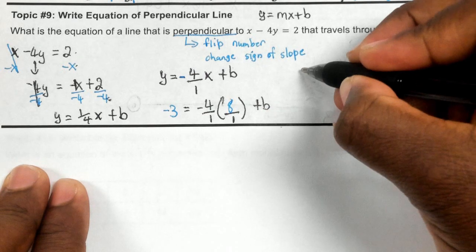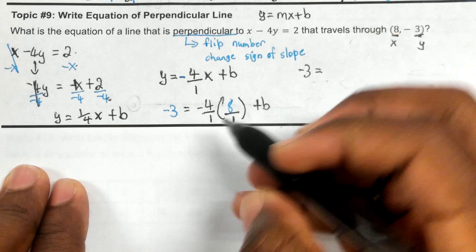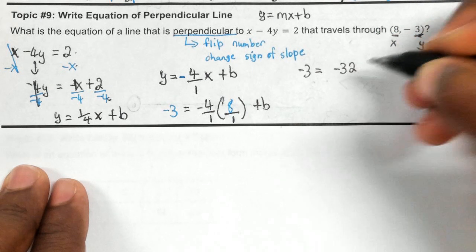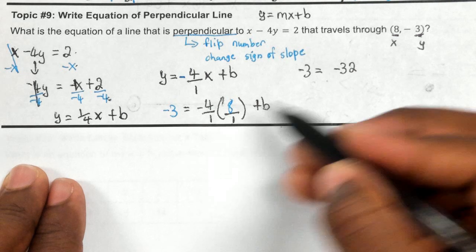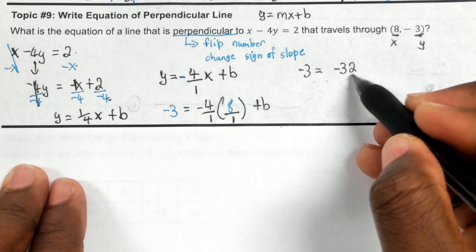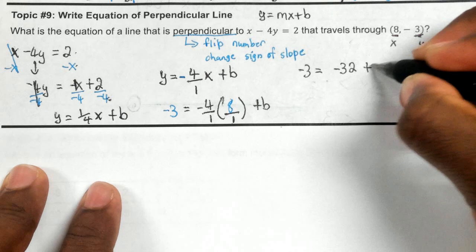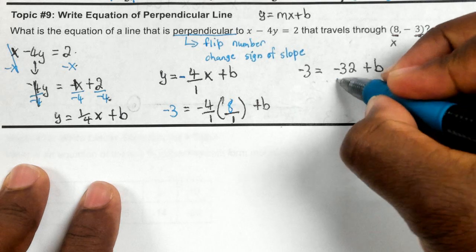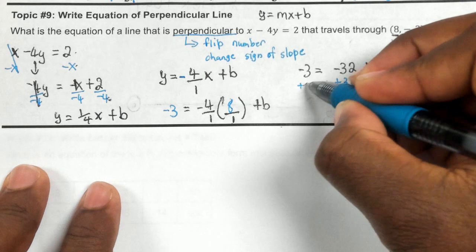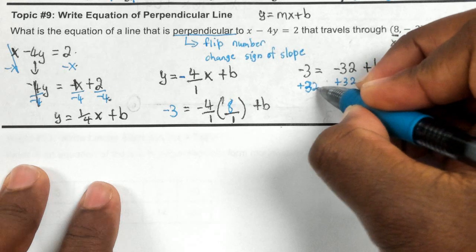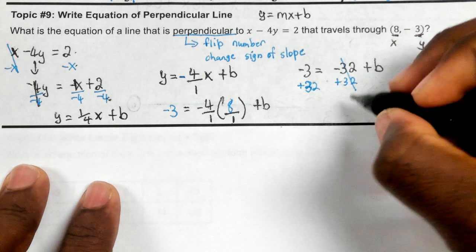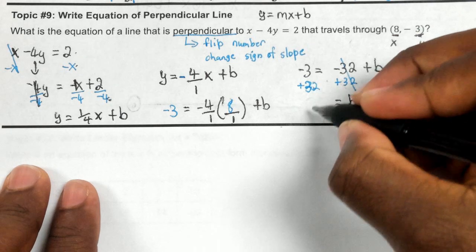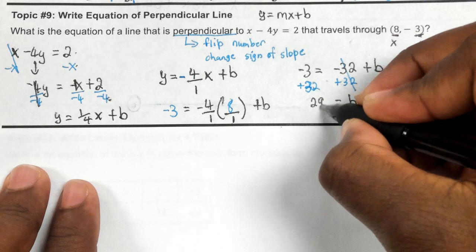Now I would have negative 3 is equal to negative 4 times 8, which is negative 32. 1 times 1 is 1. Negative 32 divided by 1 is still negative 32. Then I rewrite the plus b. Now I'm going to get b all by itself by adding 32 on both sides of our equation. That cancels out. So now I have b is equal to negative 3 plus 32, which is positive 29.